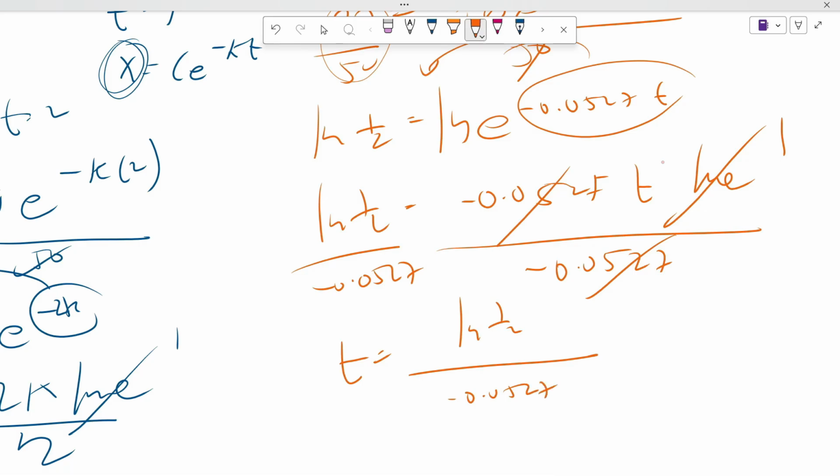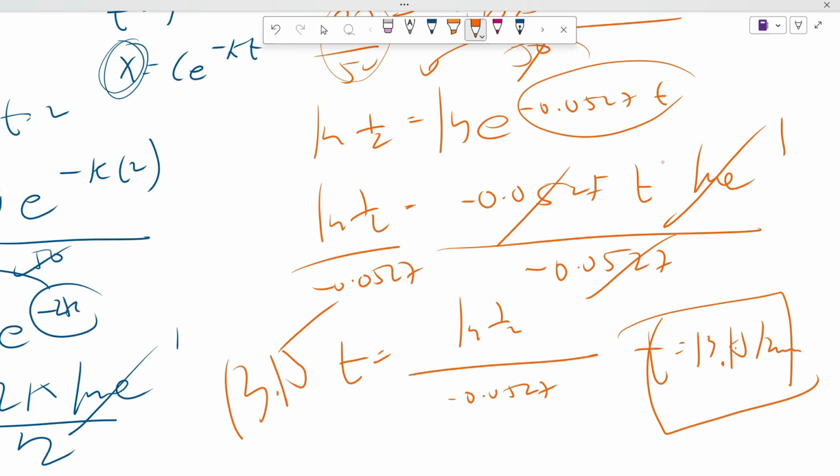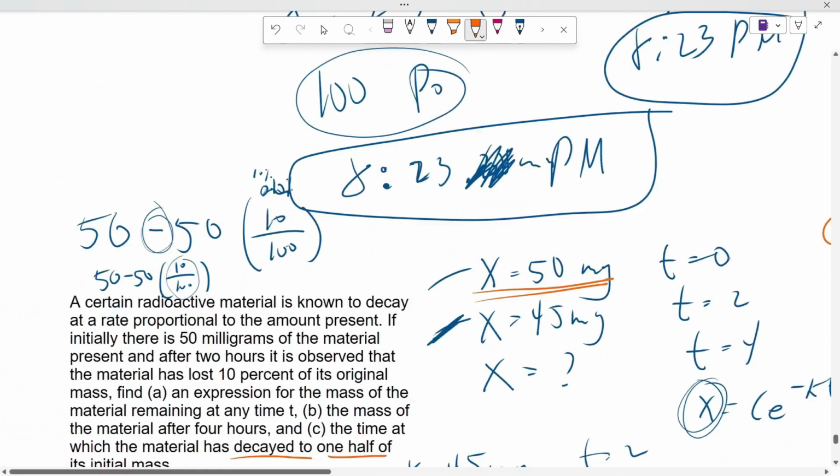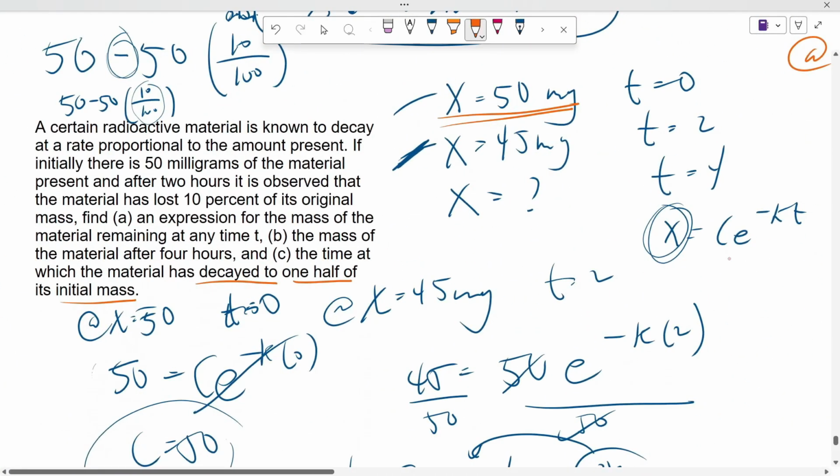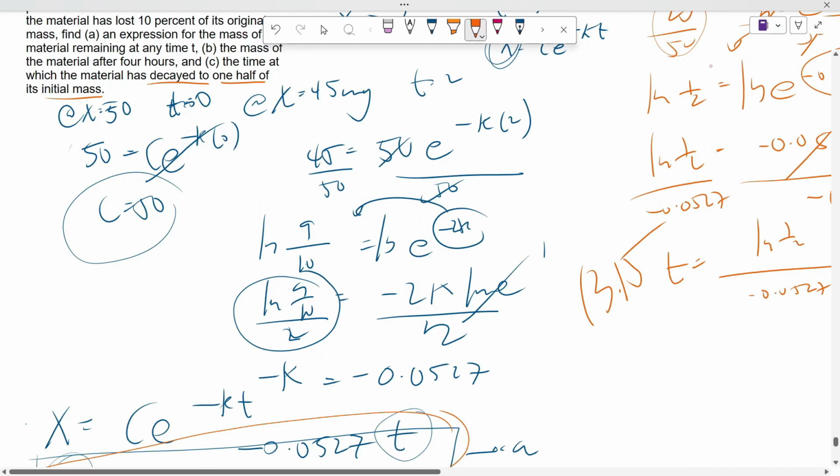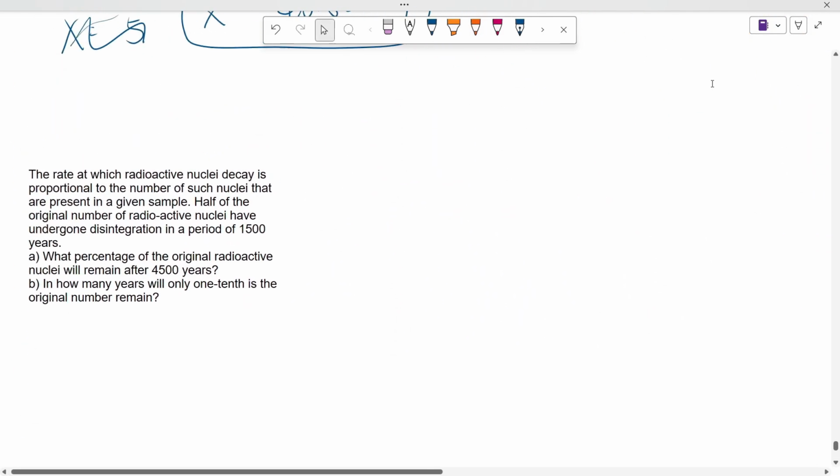The time is 13.15 hours yan. Now guys, 13.15. Ulitin ko, 13.15 hours. So, gets? So, yun. So, proceed tayo sa ating pang-apat na problem. Oh, tama, pang-apat.